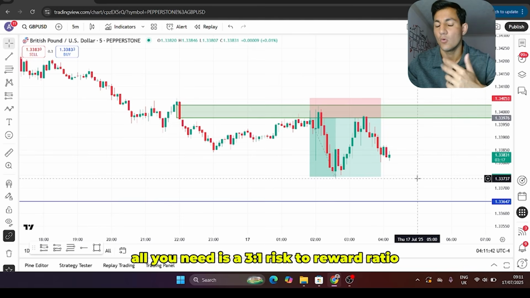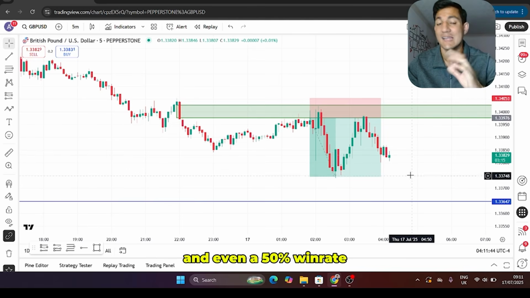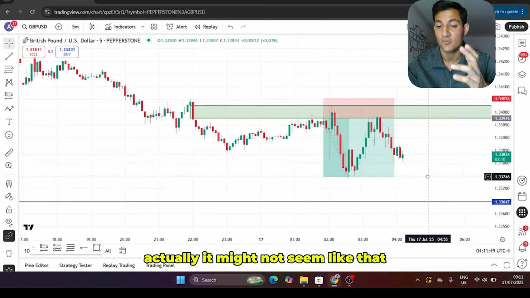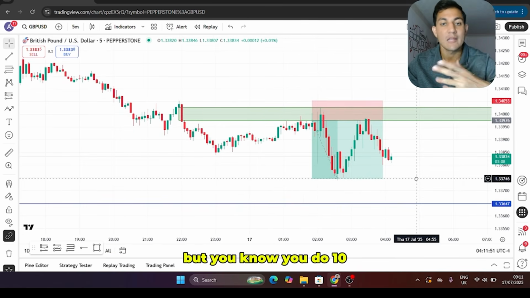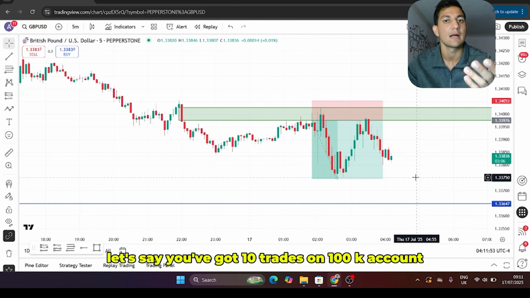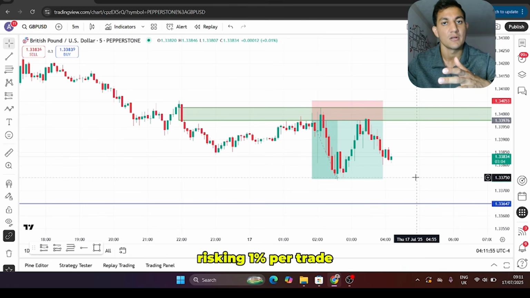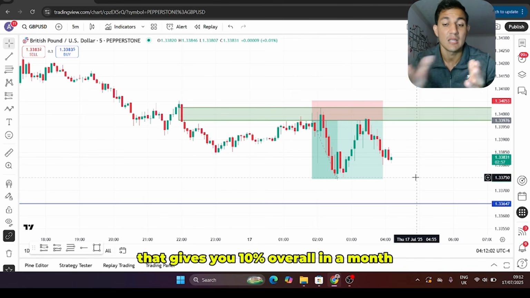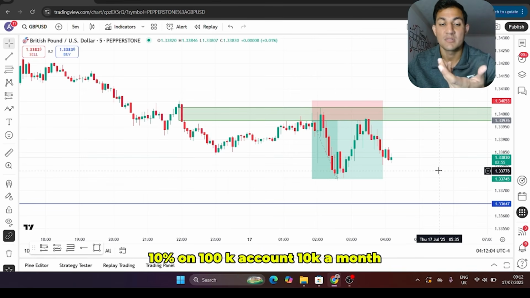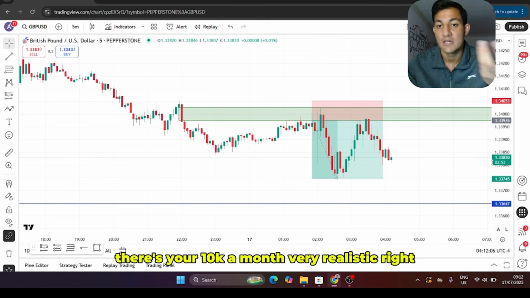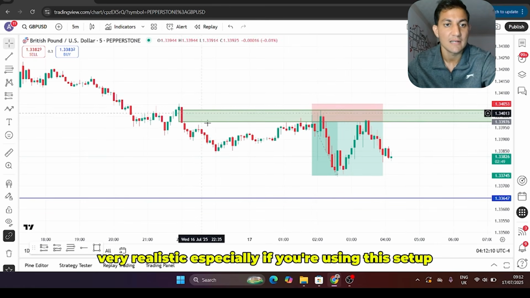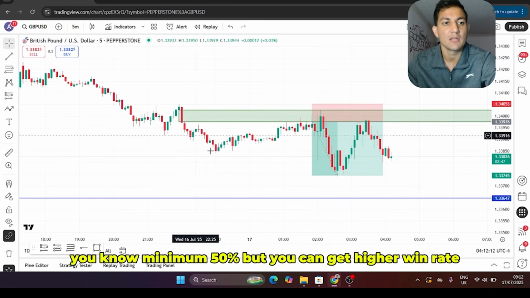And to be honest, all you need is a free risk reward ratio and even a 50% win rate, and you can become a millionaire with that very fast. Actually, it might not seem like that. But let's say you've got 10 trades on a 100K account, risking 1% per trade. You lose 5, that's minus 5%. You win 5, which is plus 15%. That gives you 10% overall in a month, 10% on a 100K account, 10K a month. There's your 10K a month. Very realistic, especially if you're using this setup. Minimum 50%, but you can get a higher win rate.